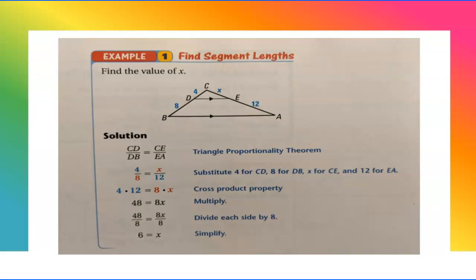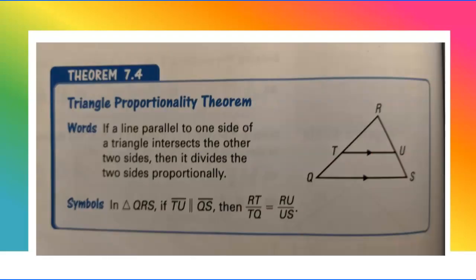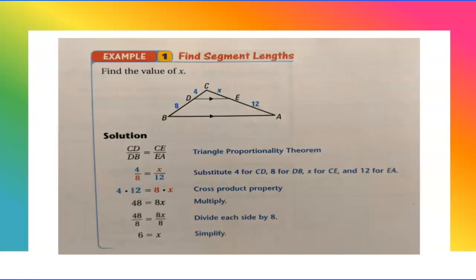Always look for that given information. It's right up here in the triangle. My segment DE is parallel to BA. So now I can go back to this theorem and I know that my sides are going to be proportional. So I now know that I can set up this ratio math problem that I've got going here.